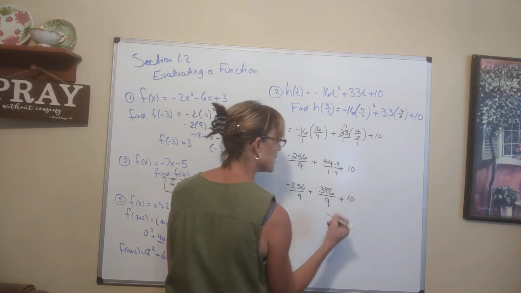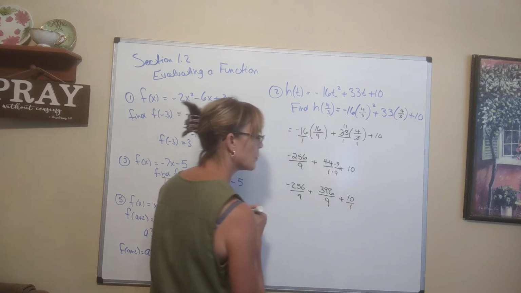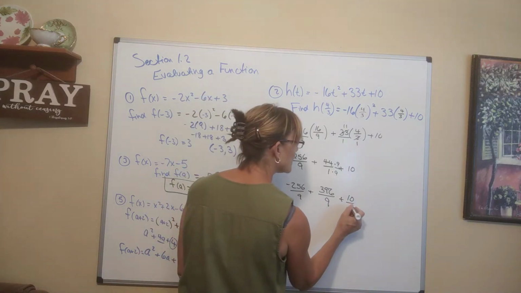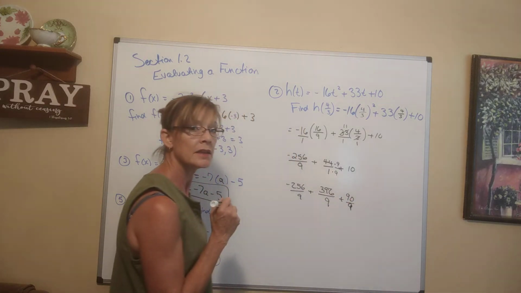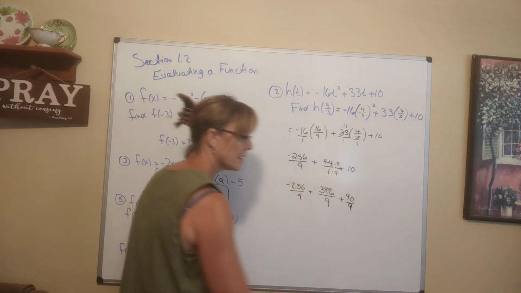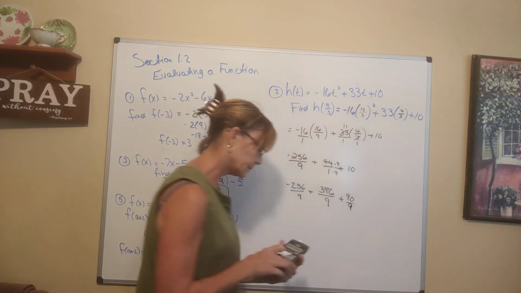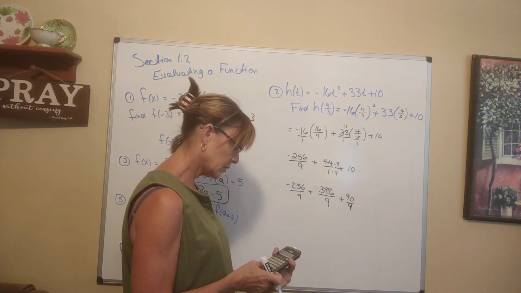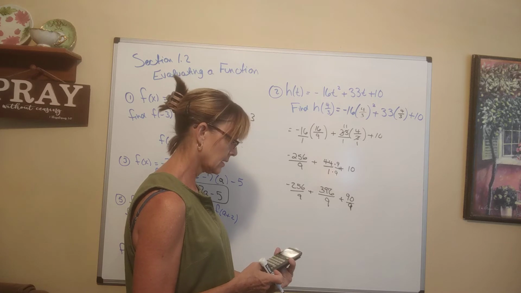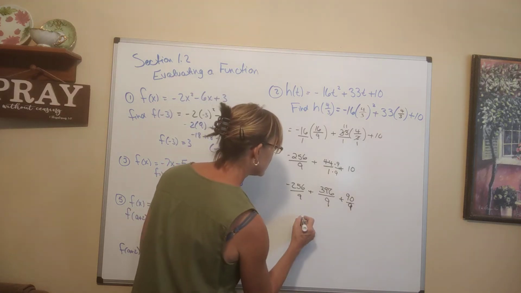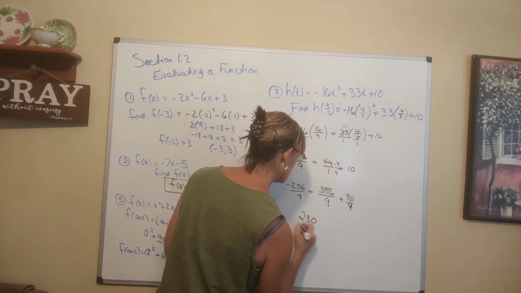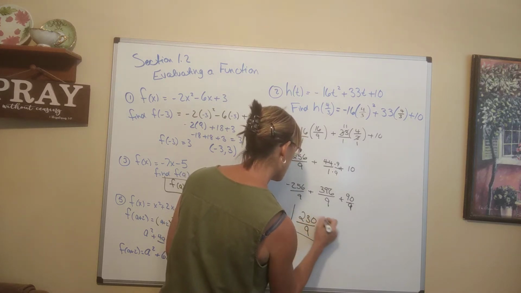So we'll deal with this 10 in a minute. This is 10 over 1 if we want to write that. If we want to get a common denominator, we could say times 9 over 9, and that would give us 90 over 9. So let's just go ahead and do that. 396 minus 256 plus 90 gives me 230 over 9. And so that is what I got.